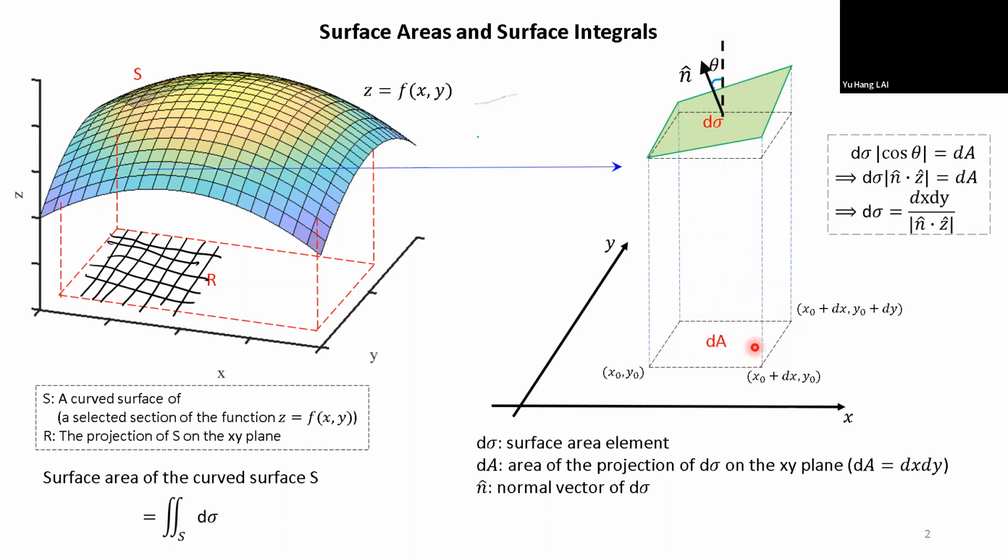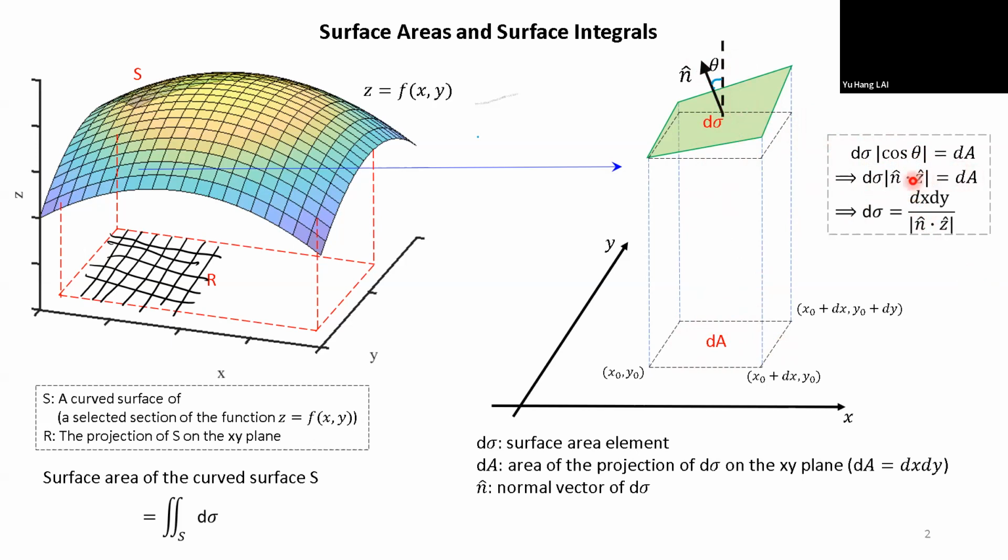So dA, you could imagine if there's sunshine from above, this dA is the shadow of this d sigma. So d sigma cosine theta is this dA here. d sigma is slightly larger than this dA. Now cosine theta can be written as the dot product of this n hat and this vertical line, so n hat dot z hat.